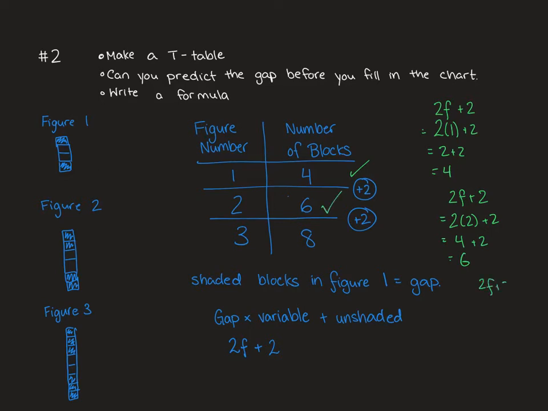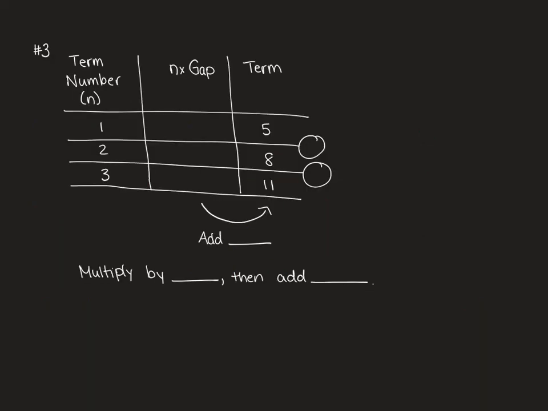And we could check for our third one as well. 2 times 3 plus 2 is 6, plus 2 is 8. So that works for all 3 rows. So that is our correct formula, but this gives you basically the framework to make any formula: your gap times your variable plus the number of unshaded blocks.